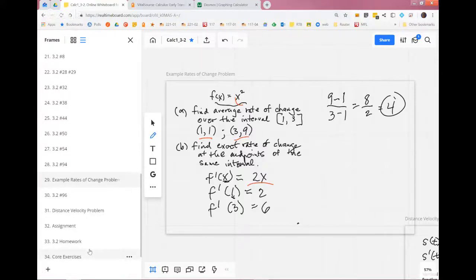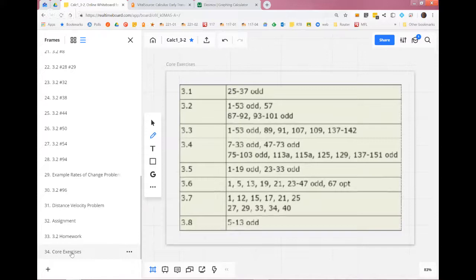Okay, well, core exercises for 3-2 are as follows. You can get that from the website, so you don't have to copy it right here, but questions? Anything you want to bring up?